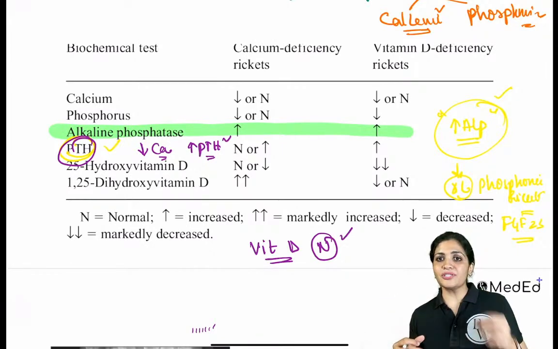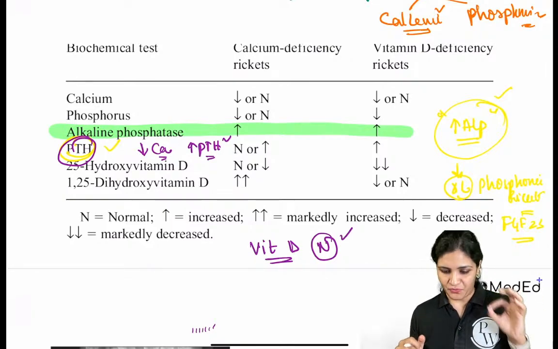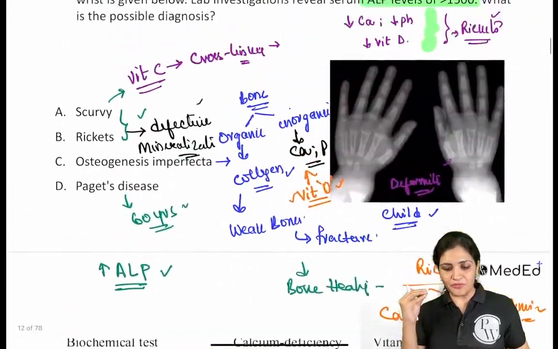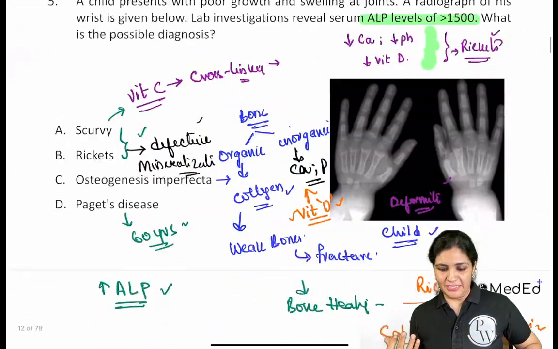So here the most important thing which should direct you is your alkaline phosphatase. So this is the importance of alkaline phosphatase in case of rickets and in case of your different forms of rickets clinically, right?